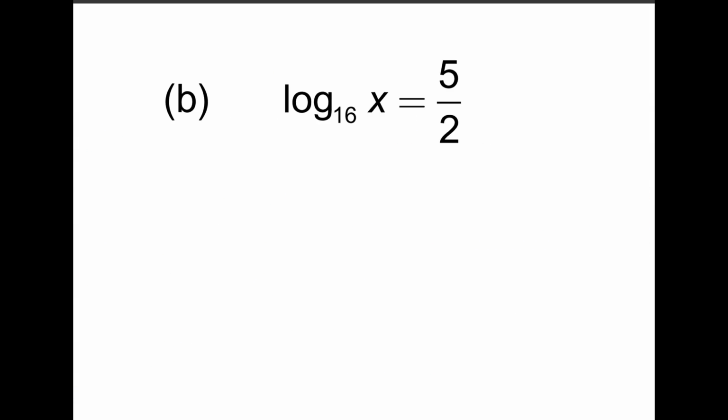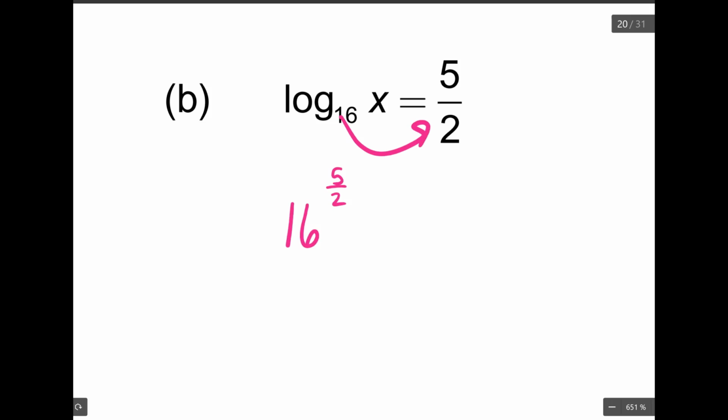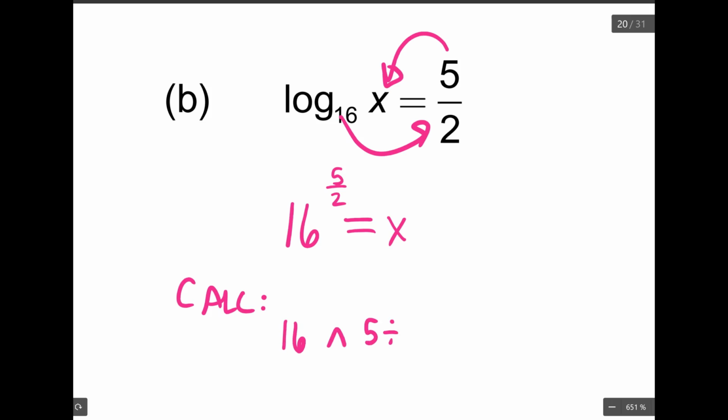All right. So I have log base 16 of x is 5/2. So you start at the base, point at the exponent. Remember the exponent's what it equals with a logarithm. The answer is the exponent. And then I'm going to be pointing at the result. So 16 to the 5/2 power is x. So once again, you show the setup, you can put it in your calculator, 16 to the 5 divided by 2 power. So this is going to give you an answer of 1024.